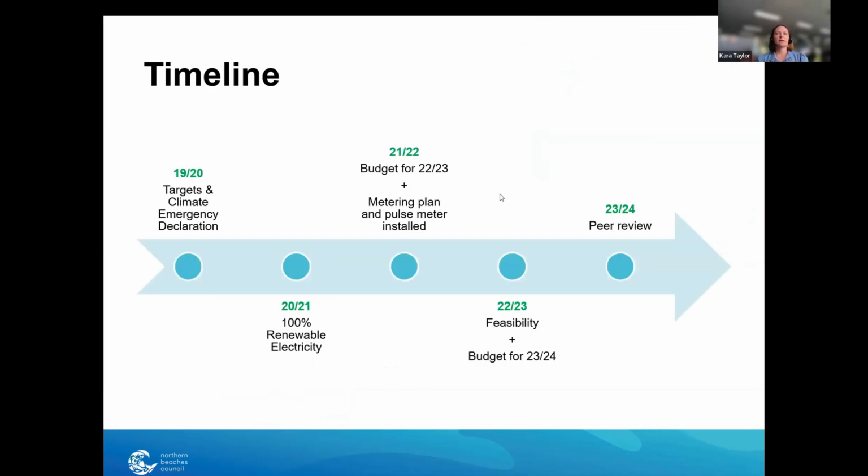This is a quick timeline, which main point you can see, this is the targets, and then we jumped on renewables. But from a council's perspective, it's really important to get budget. So you can see in 21-22, when it was our budget planning cycle time, we got money ready to start the feasibility in 22-23. We were lucky we had a bit of money available in 21-22 as well to get some additional data.